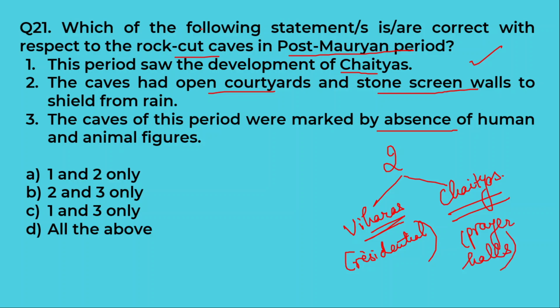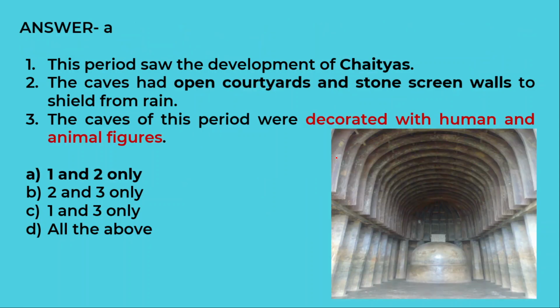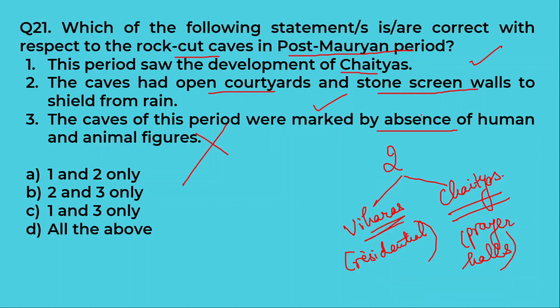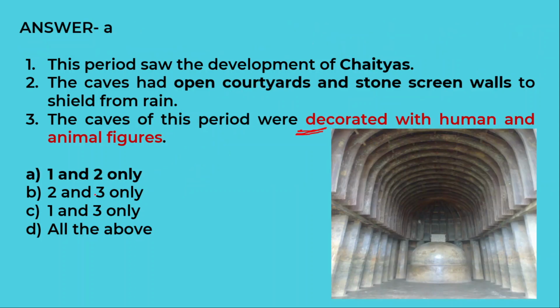Second statement is also correct. The caves had open courtyards and stone screen walls to shield from rain. The third statement is wrong because the caves of this period were not marked by absence, but they were decorated with human and animal figures. So the correct statement is, the caves of this period were decorated with human and animal figures. But in the question, it says absence of human figures. So this statement is wrong. The correct answer is option A, 1 and 2 only.